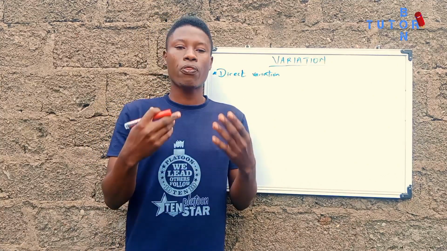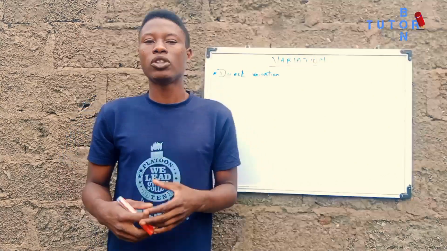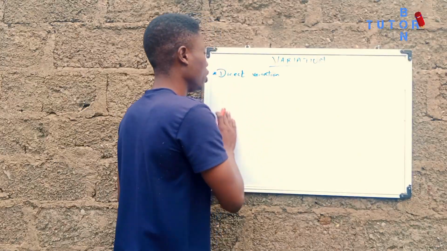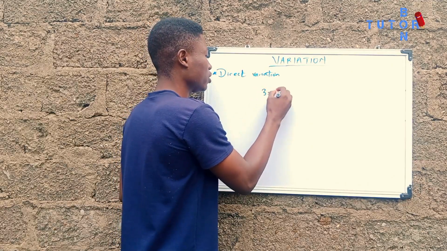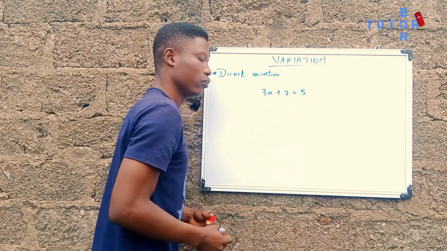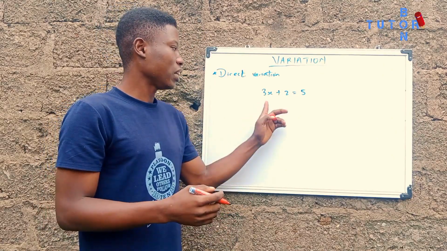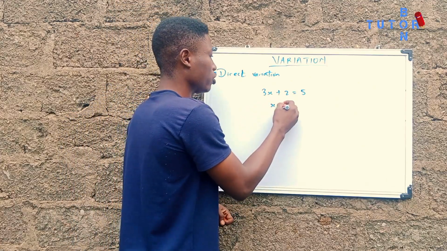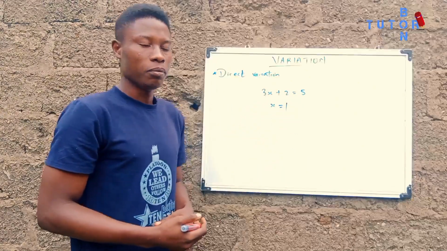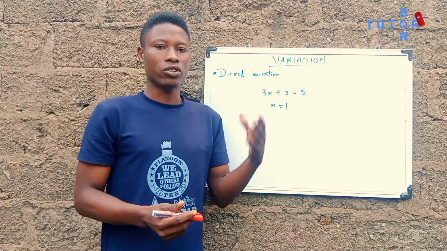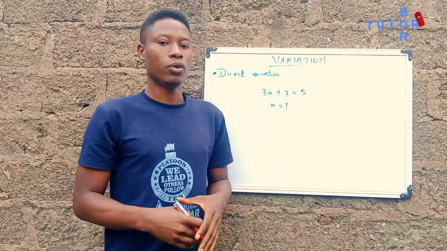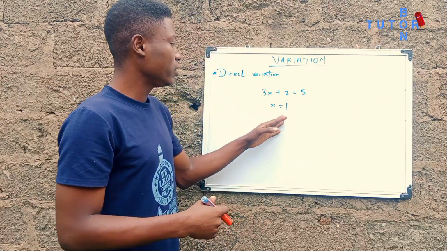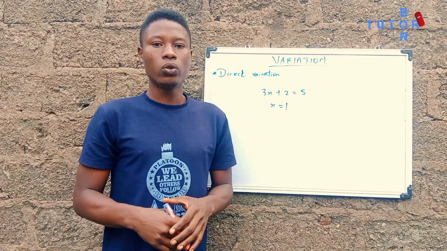When we talk about variation, we've been talking about subject of formula for a few weeks now. When we say subject of the formula, we can say 3x plus 2 equals 5, and you will be asked to make x the subject of the formula. In this case, you will have x equals 1. Please, if you don't know how I get 1, go back to the first video I dropped on subject of formula, and you will understand how I get 1. And this is a variation that involves only one variable.